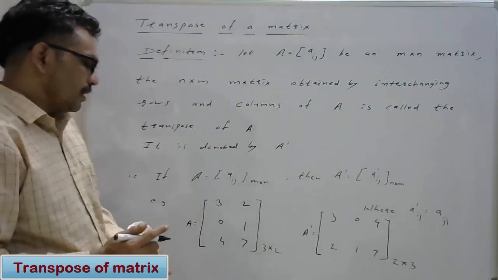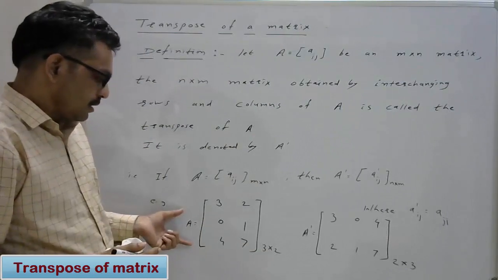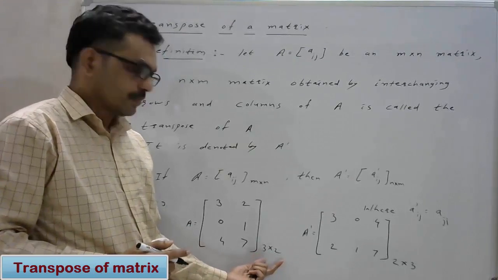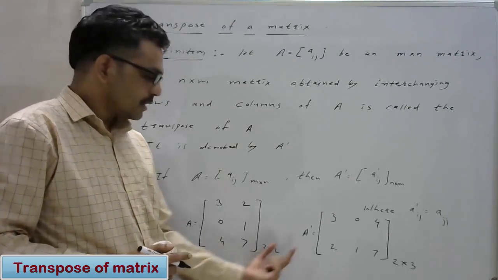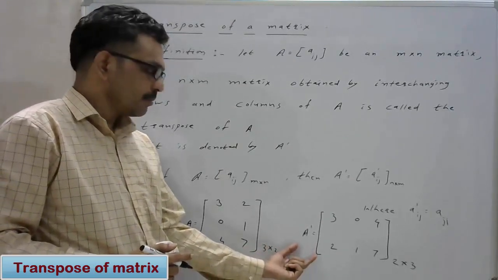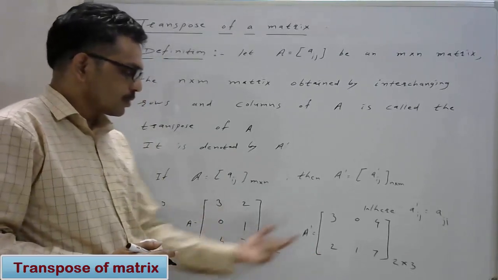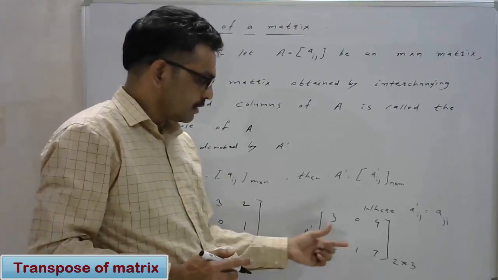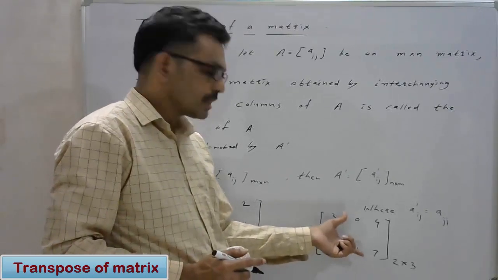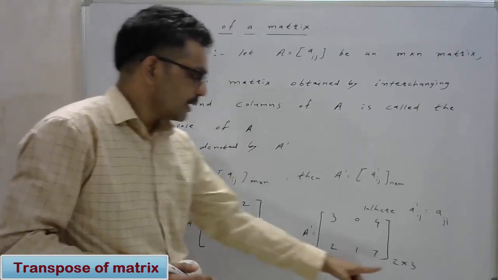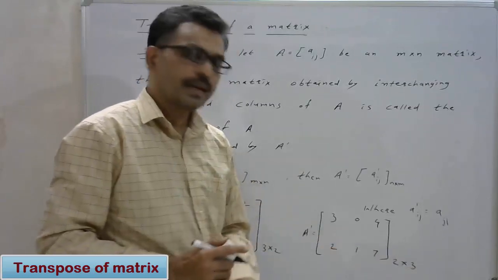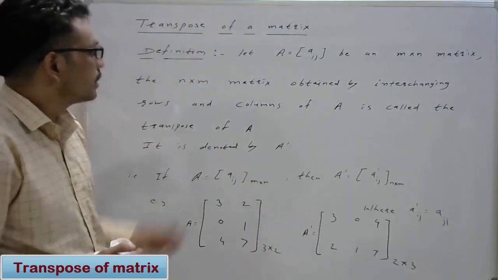Same in this example: A is a given matrix of order 3 by 2, and A dash, that is the transpose of A, is obtained by interchanging its rows and columns. Then A dash is obtained by interchanging the rows and columns of the given matrix and is of order 2 by 3. Okay, this is an example of the transpose of a matrix.